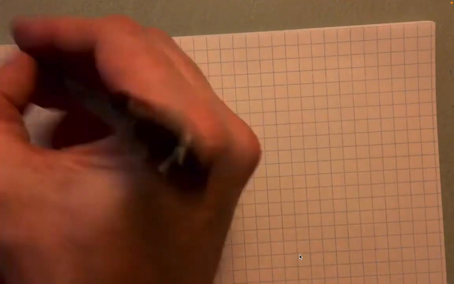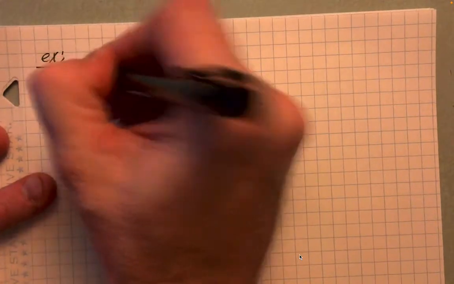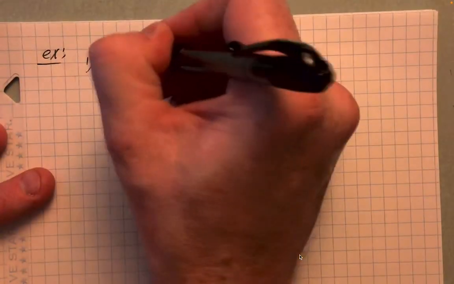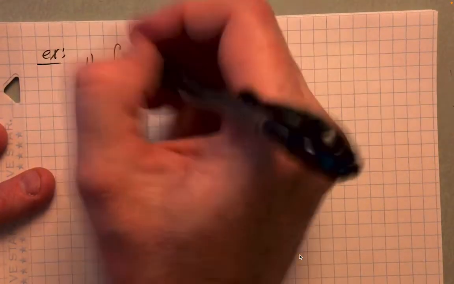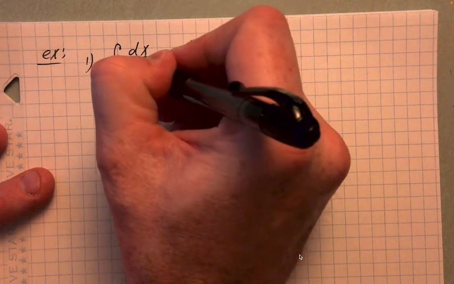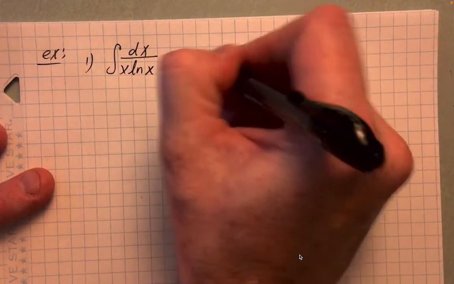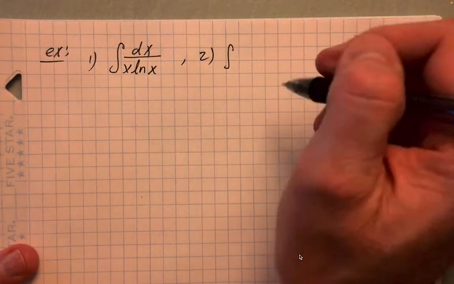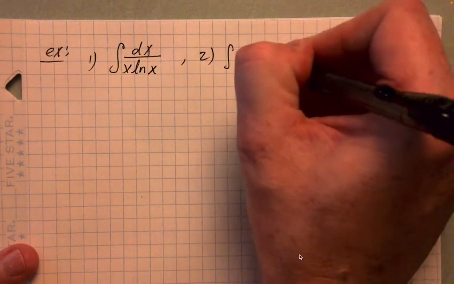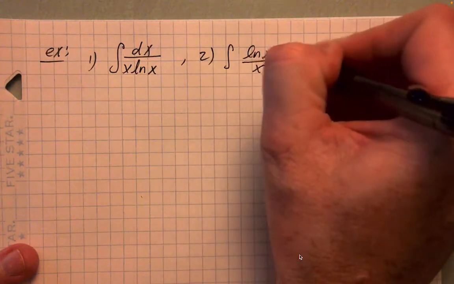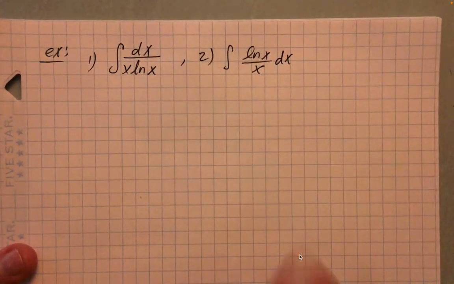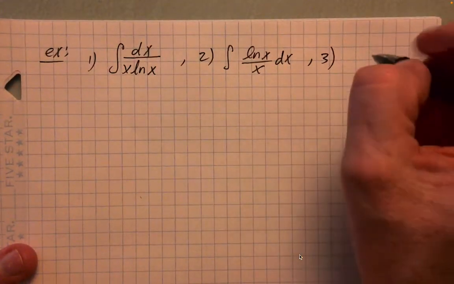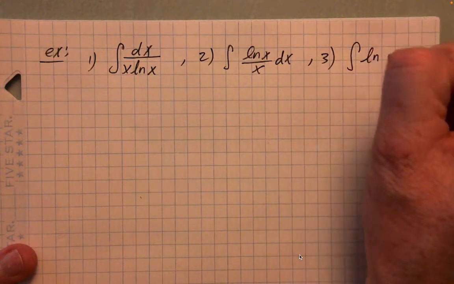Here's another example along those lines of three integrals. The first one is dx over x times the natural log of x. The second one is the integral of natural log of x over x, like so. And then the third one is the integral of natural log of x.